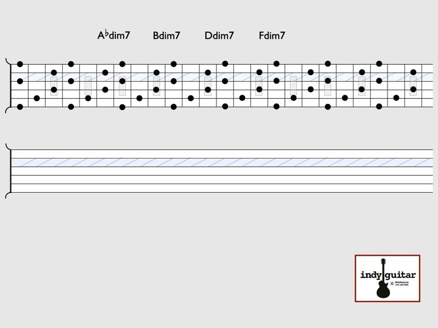A flat diminished has 1 less note in it. B diminished has 1 less note in it. D diminished has 1 less note in it than this, and F diminished has 1 less note. It's a triad. This is a 7th chord, a 4-note chord.